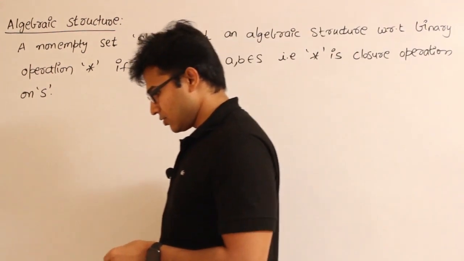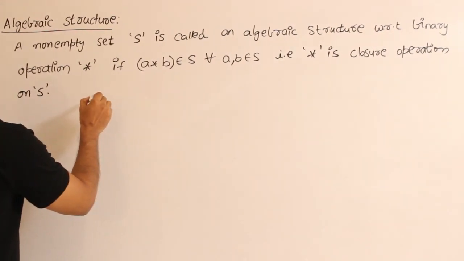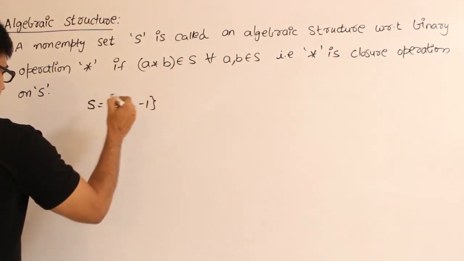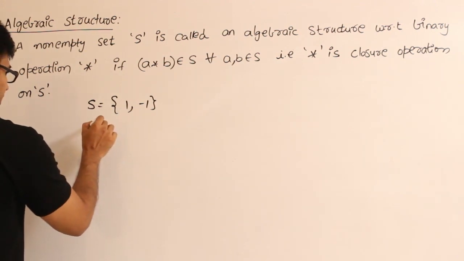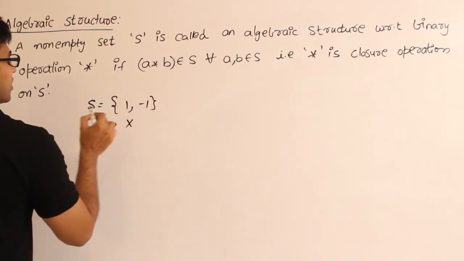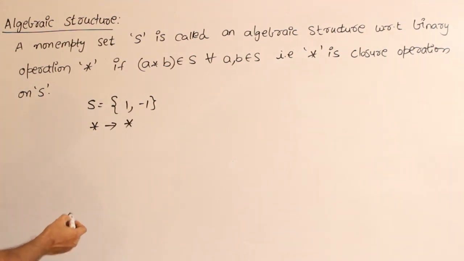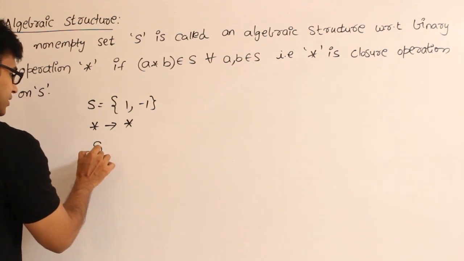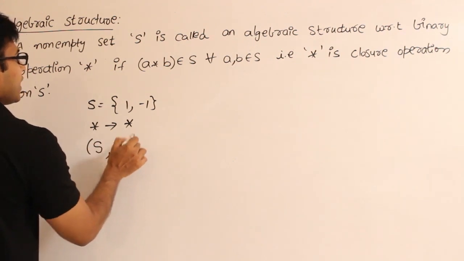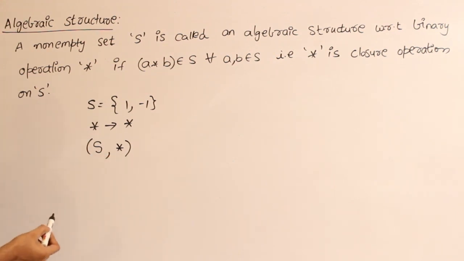So for example, you can think of it like this. Assume that we have a set capital S equal to two elements, 1 comma minus 1, that's it. And now I am defining an operator. Here in this case the operator is, let us say, multiplication. So star is nothing but multiplication here. Now when I talk about this set with respect to the operator multiplication, is this set along with this operator going to be an algebraic structure or not?